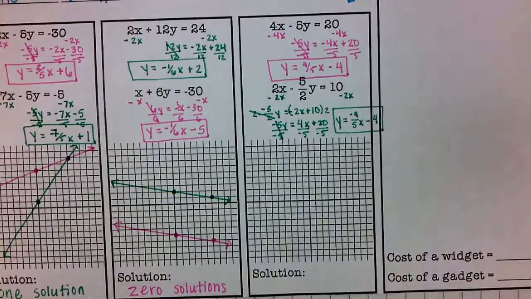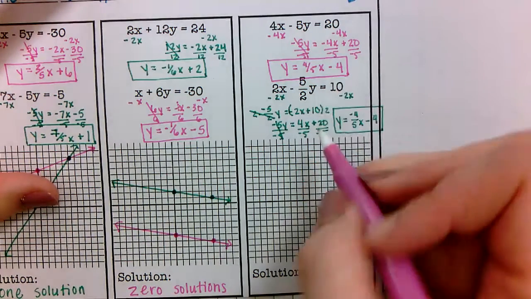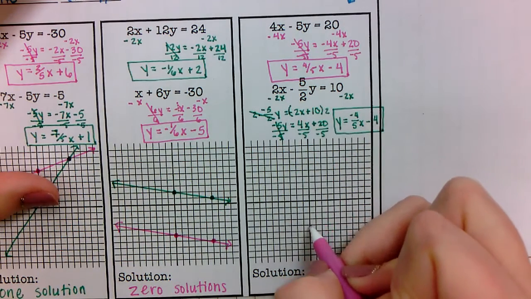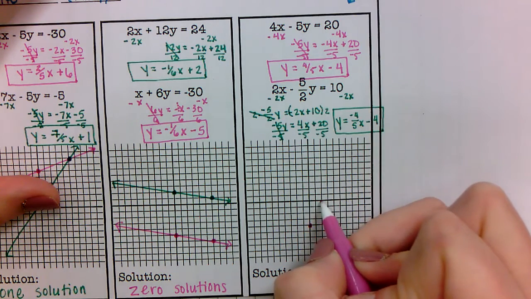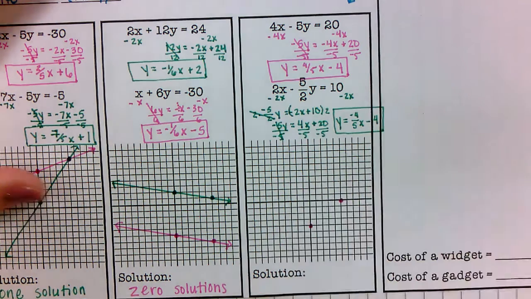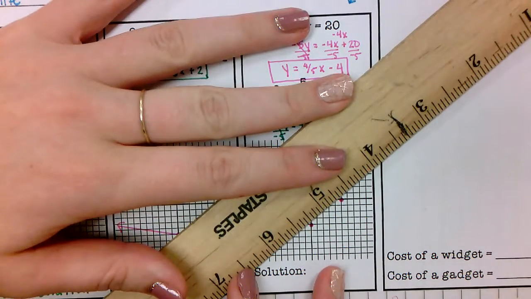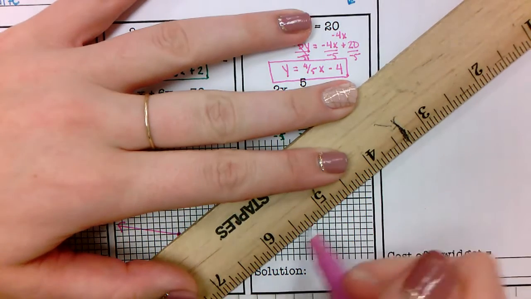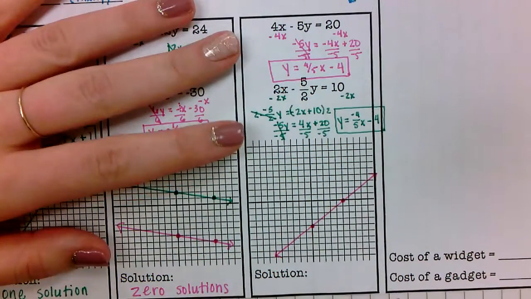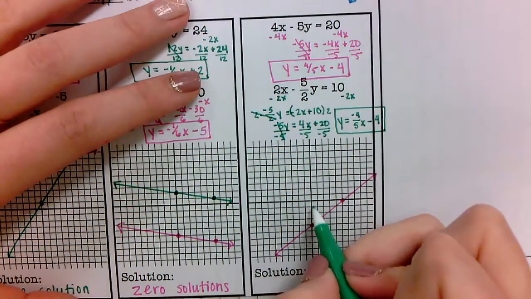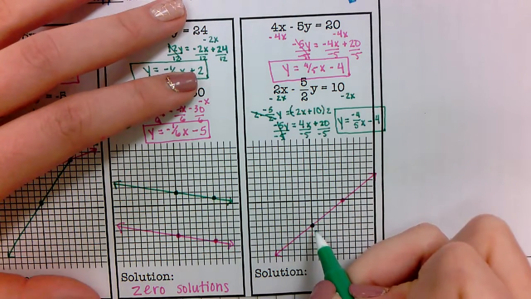Again, I know that was very tiny. So we're going to graph these. I'm going to, again, color code it. So I'm going to start at negative 4. 1, 2, 3, 4. And go up 4 over 5. Do the same thing with this one. So I'm going to go down to negative 4. My slope is up 4 over 5.